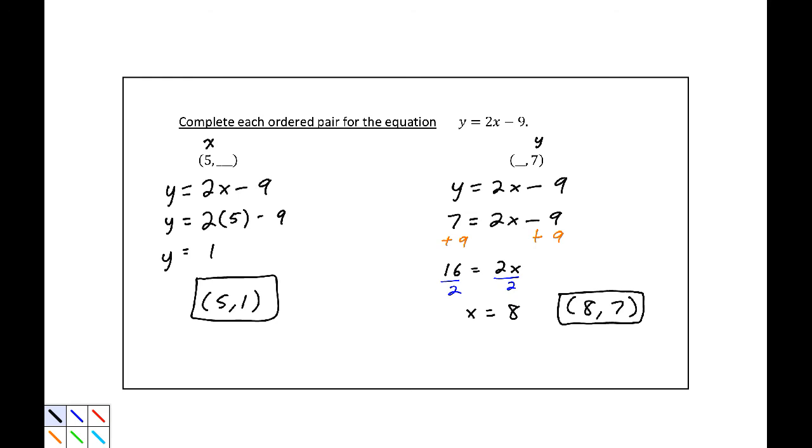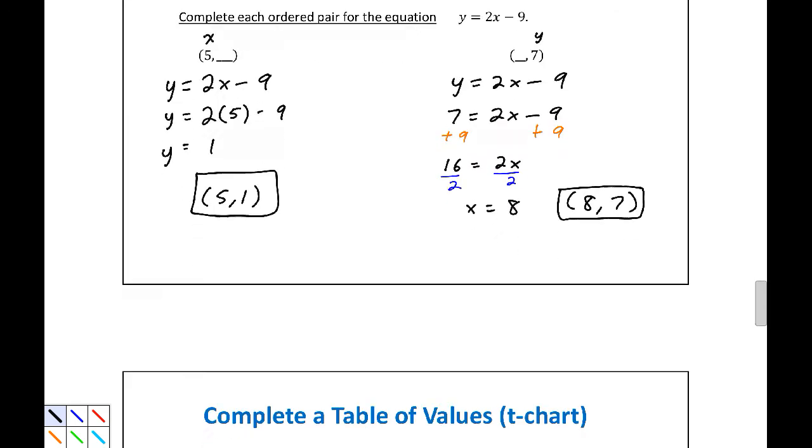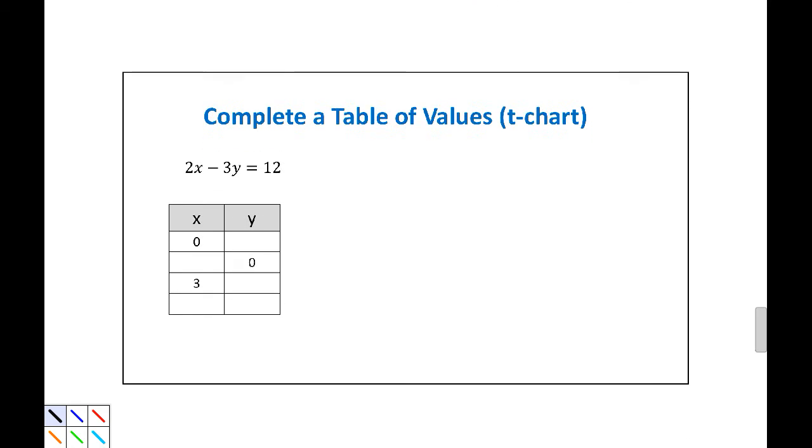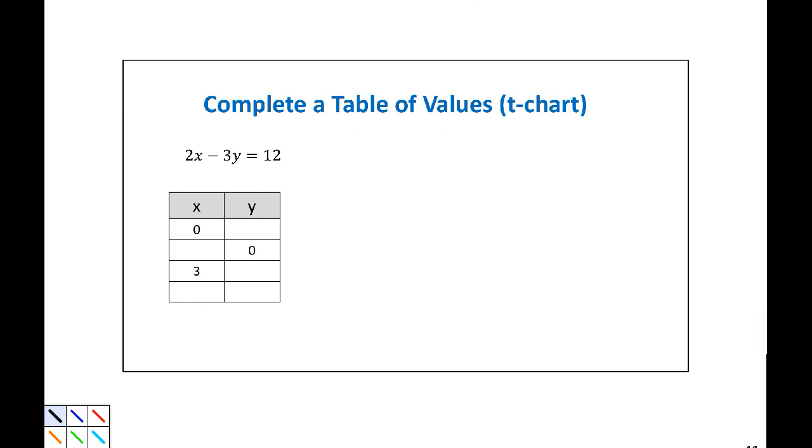Now let's do the same process, but on a much larger scale with a table. We're going to complete a table of values, also called a t-chart. We have a new equation, 2x minus 3y equals 12, and each one of these is a part of an ordered pair. The first one tells us that x is equal to 0. The second one tells us that y is equal to 0. The third tells us that x equals 3, and then we need to make up our own for the last one. So let's pick the number -1 for my y value for that last one.